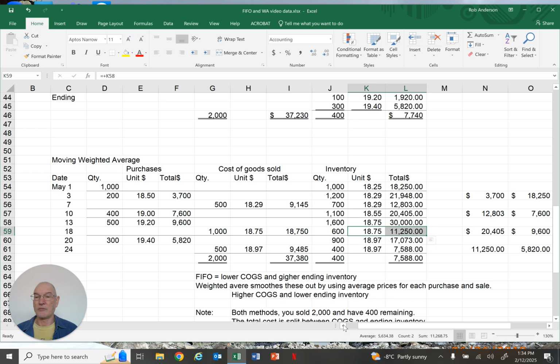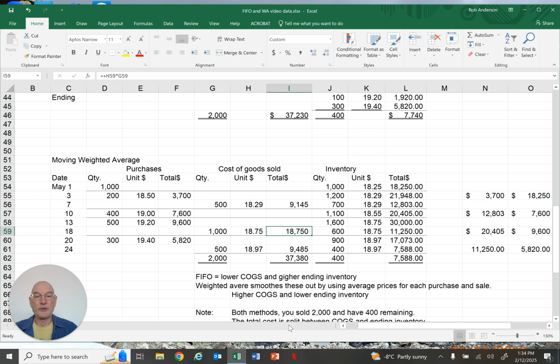Now, we're going to go ahead and sell 1,000 units. So we used to have 1,600 units, and we just sold 1,000. So obviously we're going to have 600 units remaining at that average price of $18.75. And our cost of goods sold is really easy again. Because we have an average price, we just multiply units times our average price, and there's our cost of goods sold.